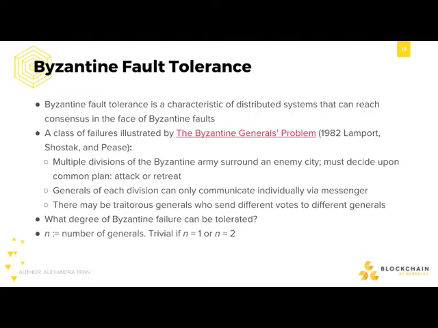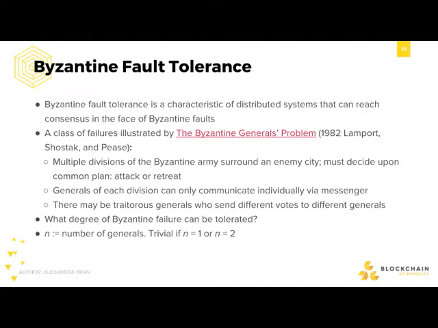The problem is that there might be traitorous generals who send different votes to different generals. And an important question is what degree of Byzantine failure can be tolerated in a distributed system. Let's take a look starting from a base case of, say, n equals 1, n being the number of generals that we're looking at. So n equals 1 is trivial because you agree with yourself.